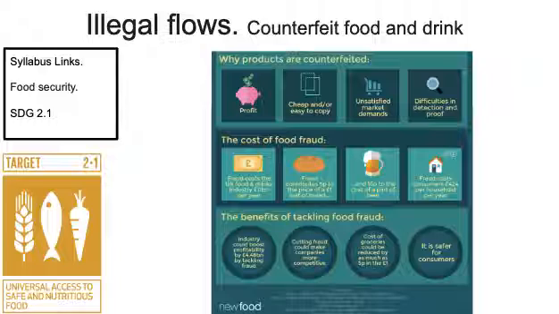Again, we can see that there is this link between illegal flows and poor institutions and poor governance, crime, human trafficking, illicit drugs as well. So these all link together to be quite serious considerations for the 21st century.